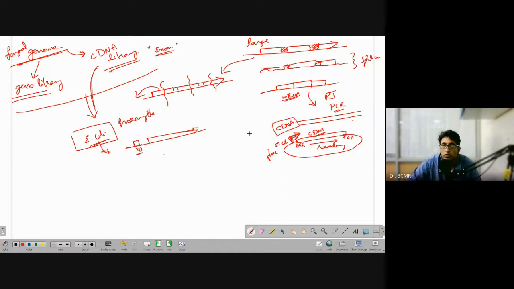So when you use IPTG, isopropyl thiogalactoside, when it is added, it will induce expression from the PLAC, and because of which whatever is downstream would be expressed, and we will have the protein or the enzyme in this case.